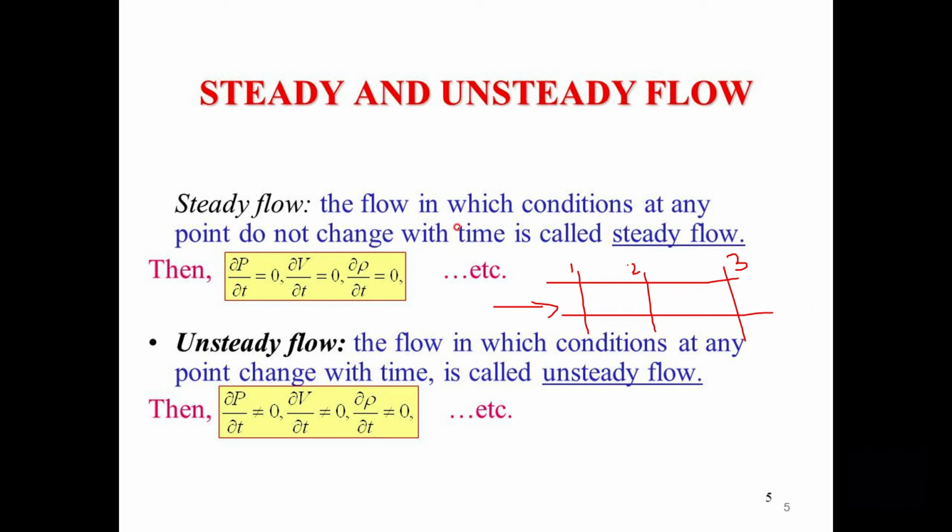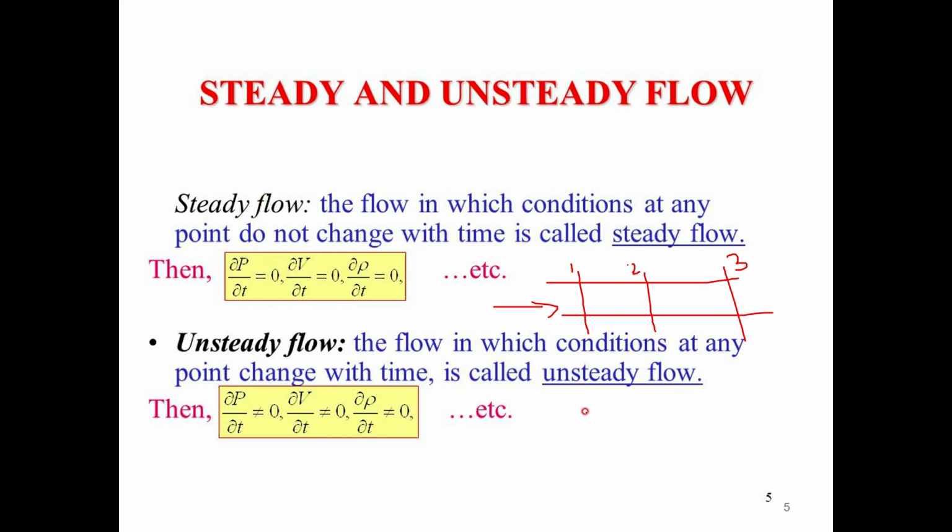That is, the flow in which conditions at any point do not change with time is called a steady flow. Then what do you mean by unsteady flow? The flow in which conditions at any point change with time is called an unsteady flow. Whatever velocity you identified here will not be the same at 2 or at 3, it will keep on changing.